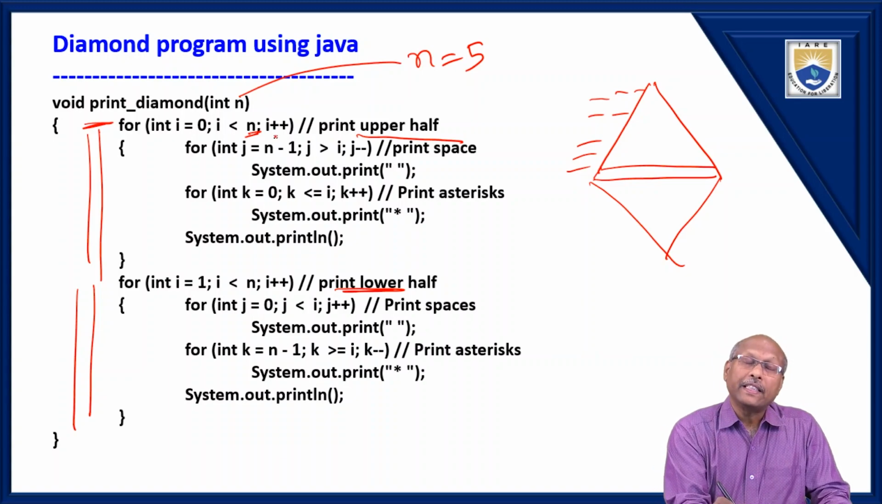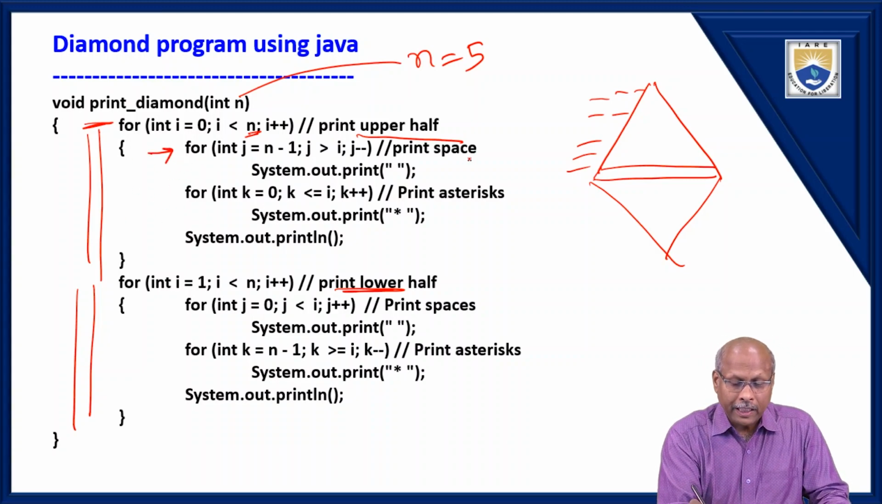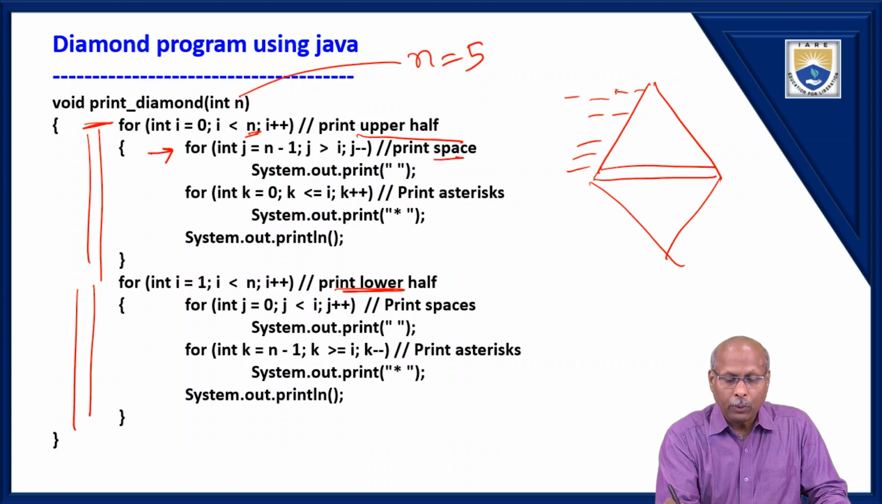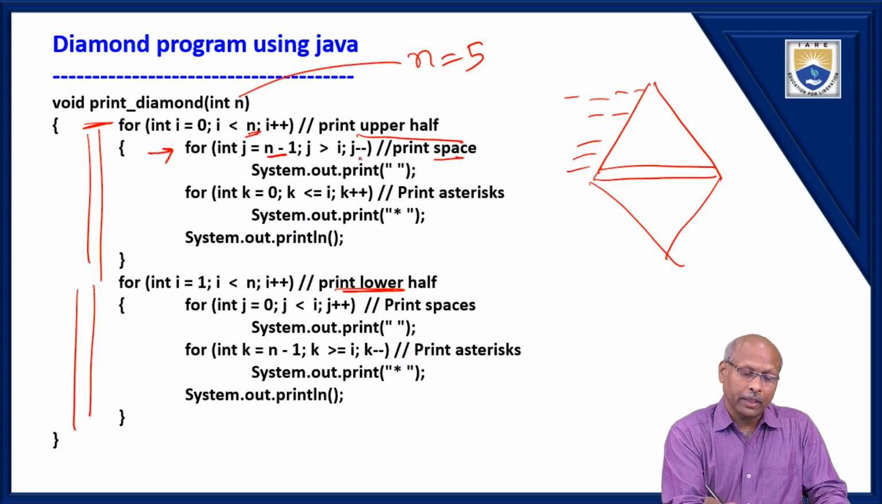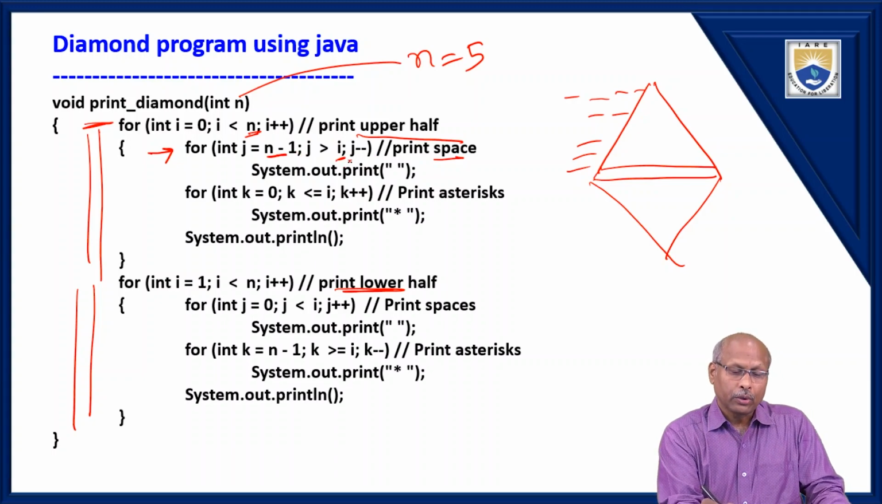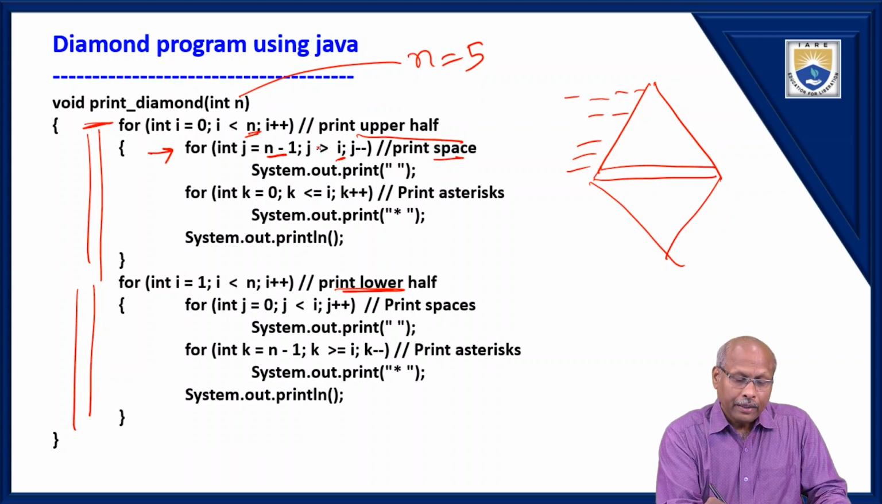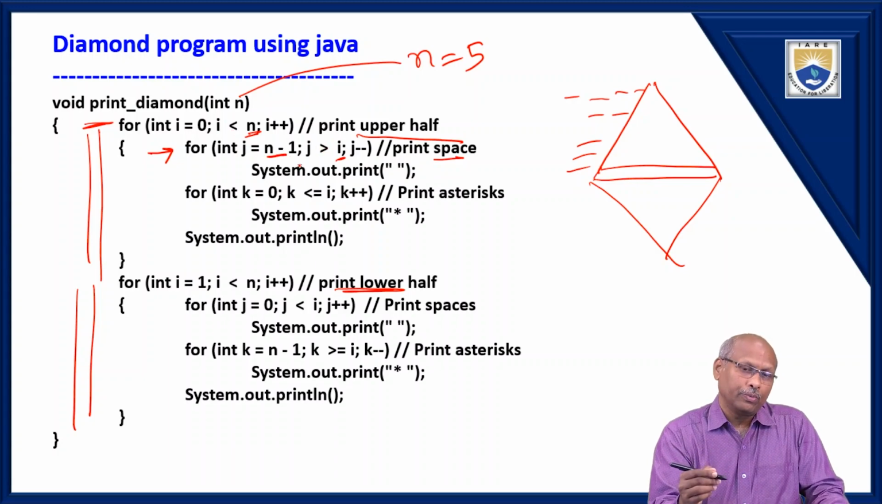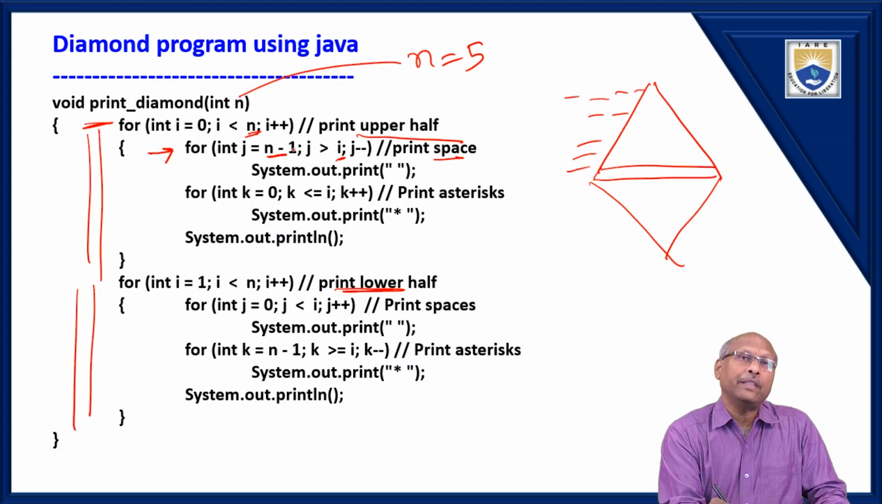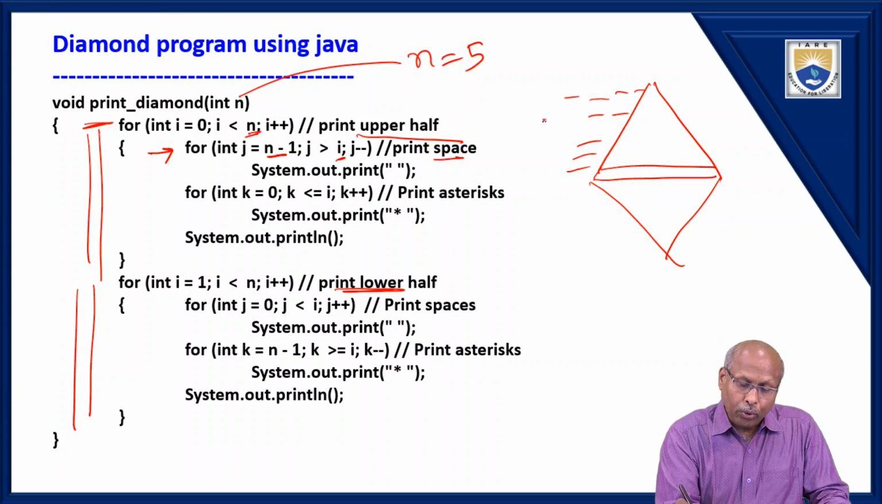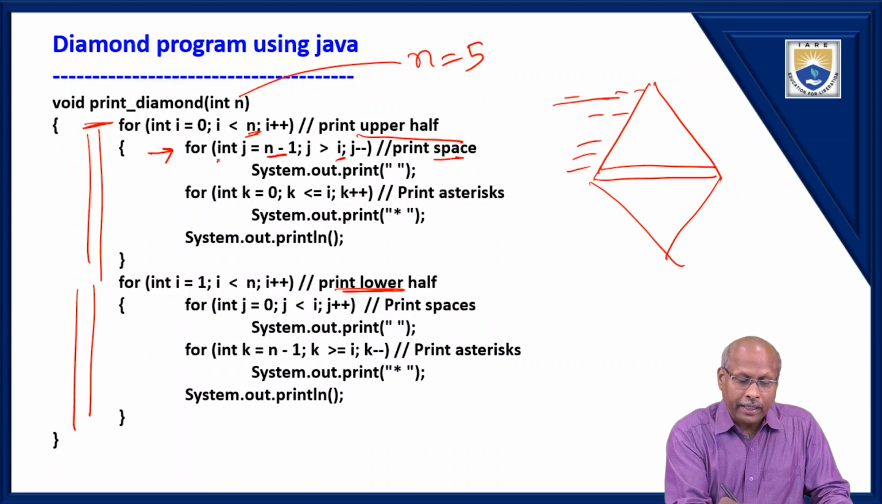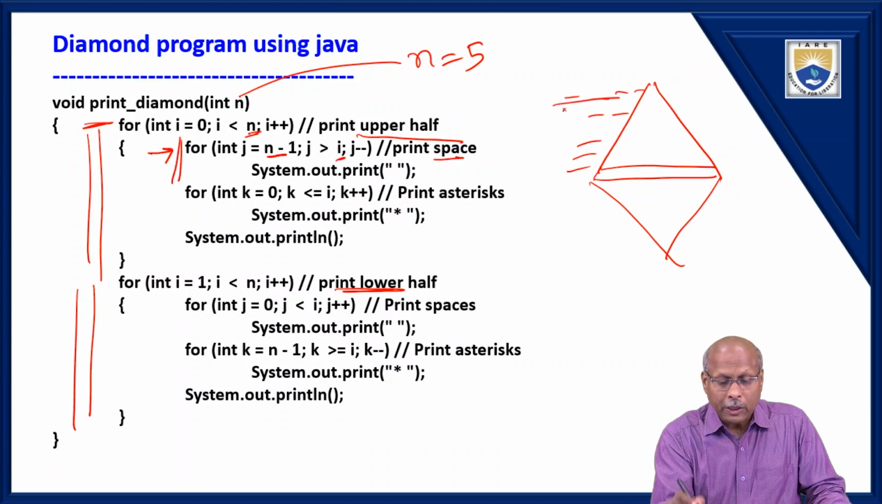Now after repeating this, for every row, first I am printing the spaces. How many spaces do I have to print? 1, 2, 3, 4. So I am starting from j equals n minus 1, and continuing until j is greater than or equal to i. So my i is 0. If this j value is greater than 0, I will continue. Initially n minus 1. n is how much? 5. 5 minus 1 is 4. 4 is greater than 0. Yes. Then j minus minus: 3, 2, 1. Until 1 it goes. Whenever j becomes 0, it stops. That means printing the spaces is over here. This for loop only prints the spaces.